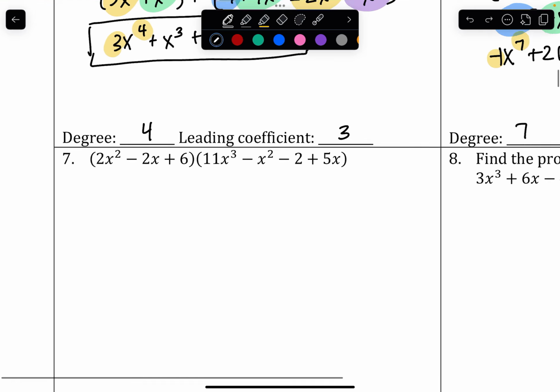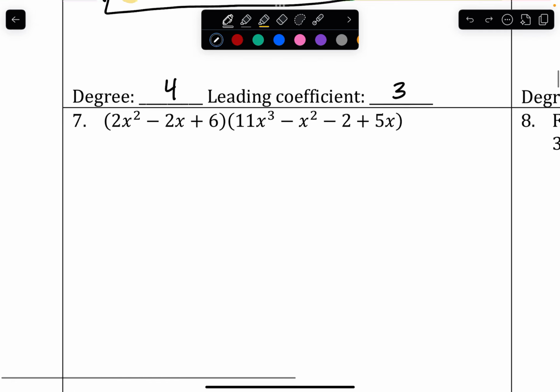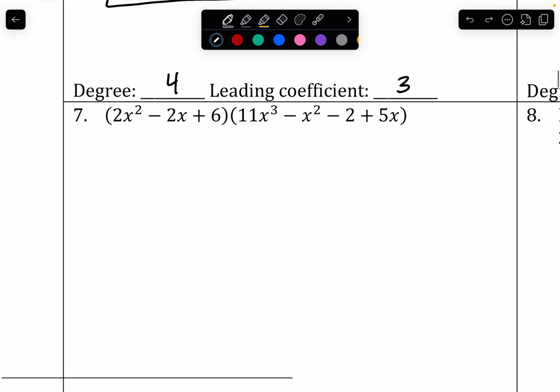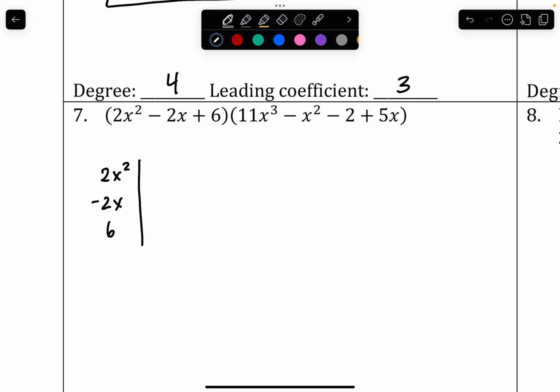Okay, and so it is going to be very helpful to use a box. I know it seems kind of elementary, but I promise you I do this, and it saves you from making a lot of mistakes, and it gives you a good way to check your work. So I write one polynomial along the side. I usually write the one with the less terms. And so those 3 terms for the first polynomial.